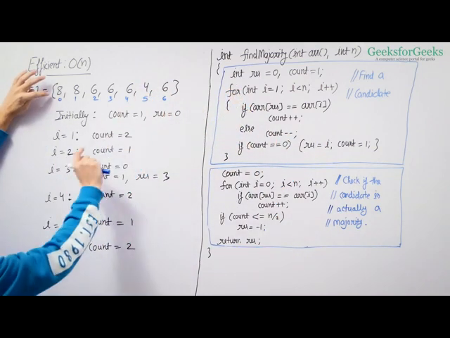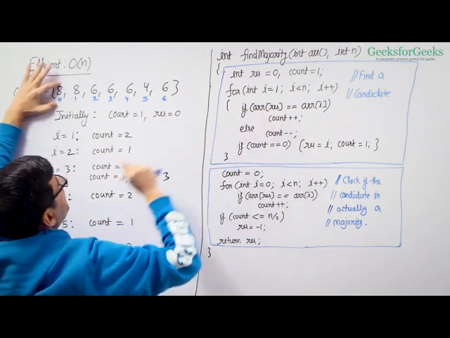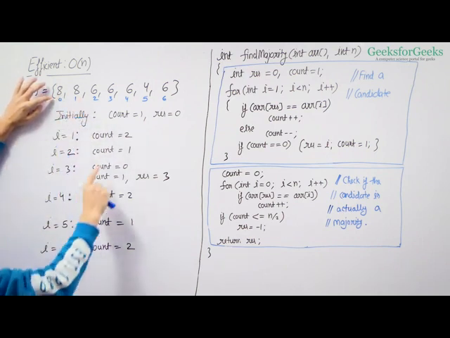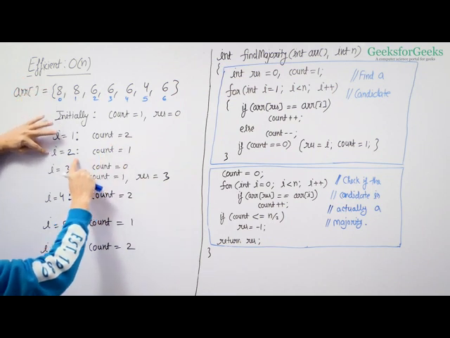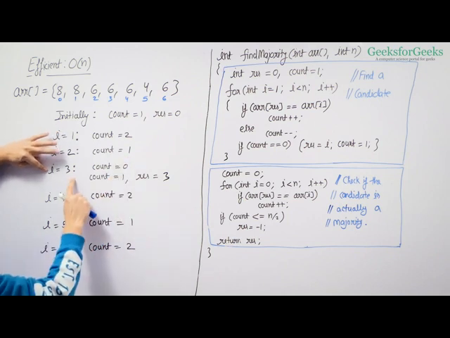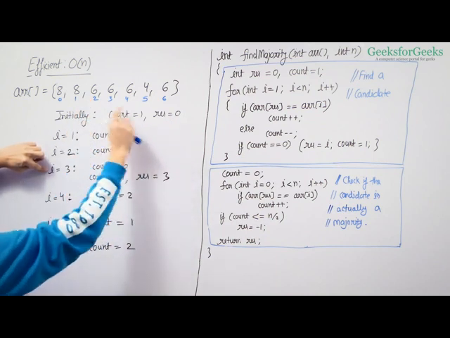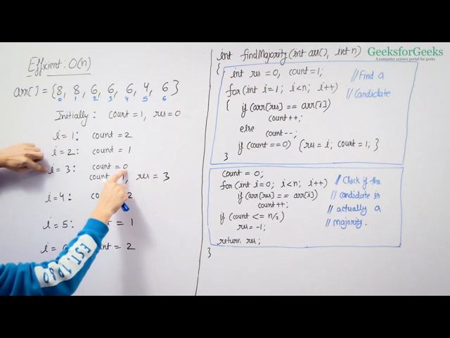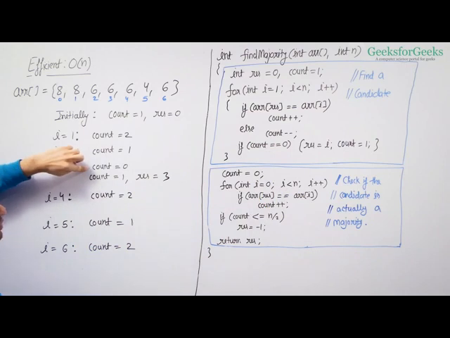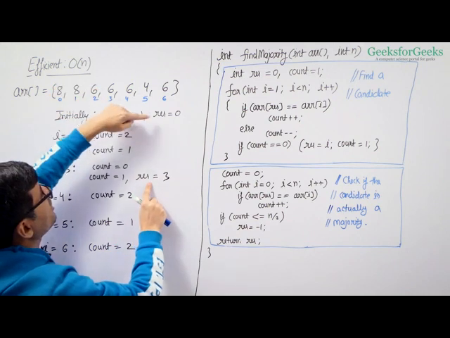Initially, our count is 1 and our result is 0, this element 8. Now we run a loop for i equal to 1 to n minus 1. When we are at i equal to 1, we see that it is the same as the current result, so we increment the count. When we are at i equal to 2, we see that it's different from the current result, so we decrement the count and make it 1. When we are at i equal to 3, we again see it's different from the current result. Our current result is 0, which is this element. So we again decrement the count. And this time we see that count is 0. So we come inside this if condition, and we reset the count as 1 and we change the result from 0 to 3.